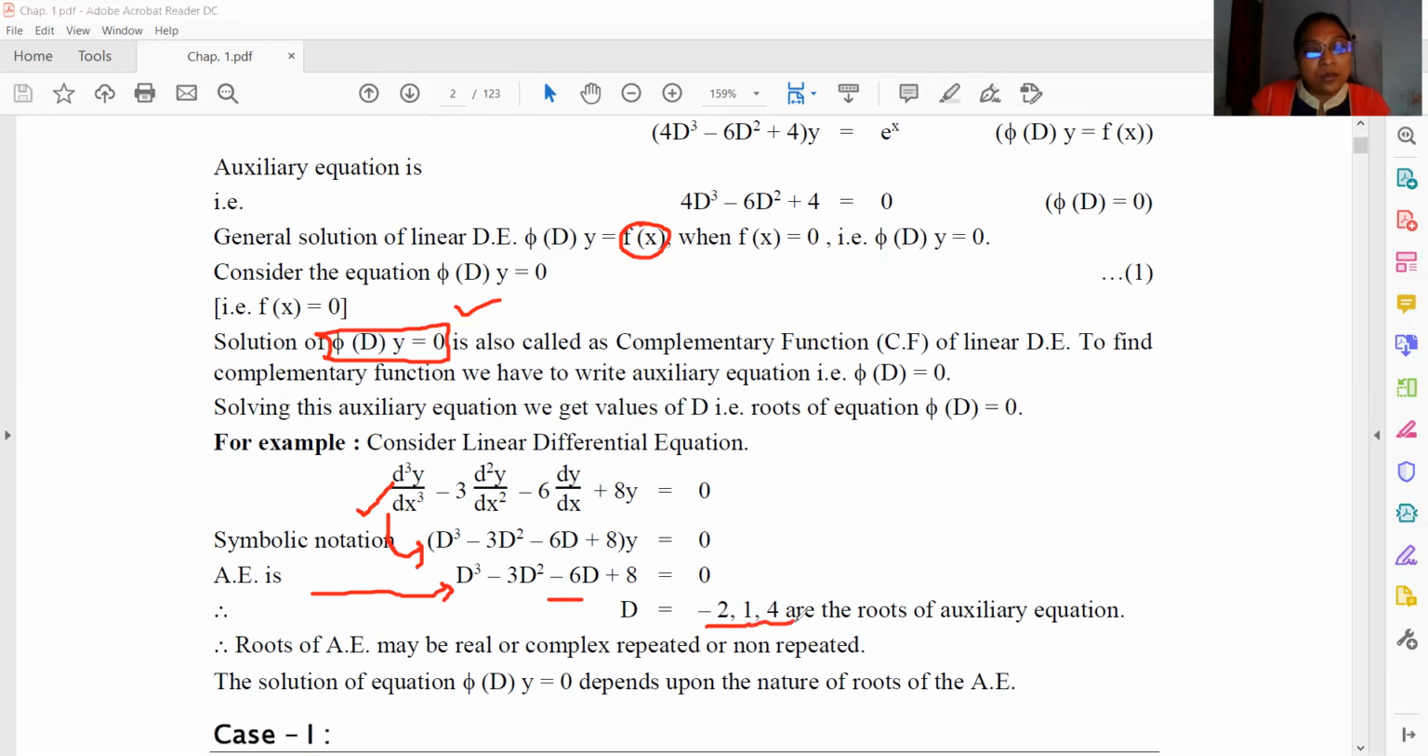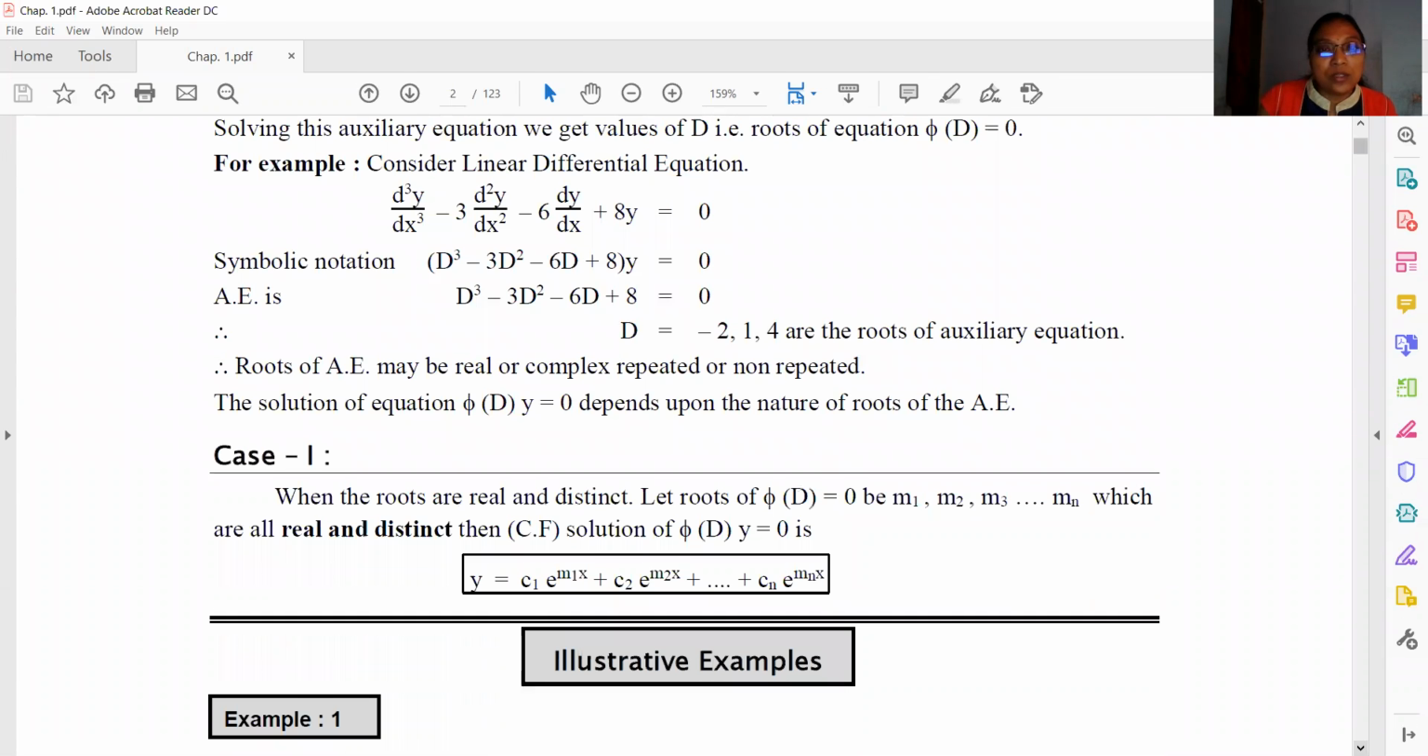Now these values may be real numbers, may be imaginary, may be complex, may be repeated. So according to the nature of the roots of this auxiliary equation, we have to write its solution. So let's see the methods, or you can say cases, to write the solution.